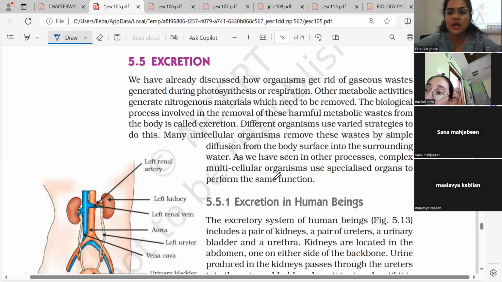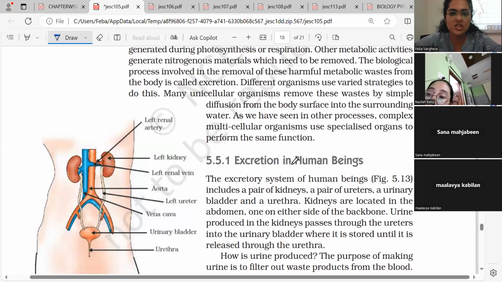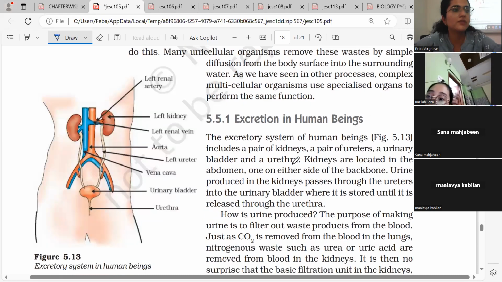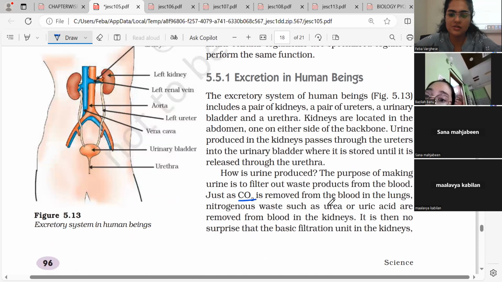Now the last process in the life process chapter is excretion. Excretion helps in the removal of harmful metabolic waste materials. Carbon dioxide is filtered through the lungs and it's removed by the blood in the lungs. And then what about the nitrogenous waste materials? Nitrogenous waste materials are eliminated from your kidney in the form of urine, right?